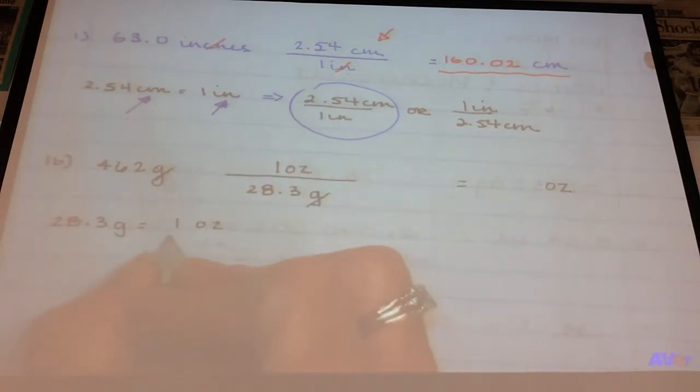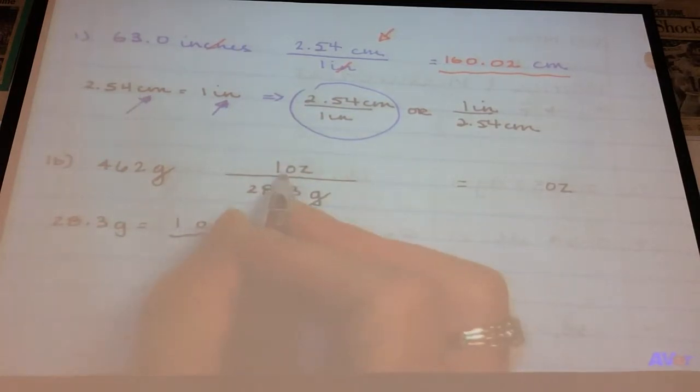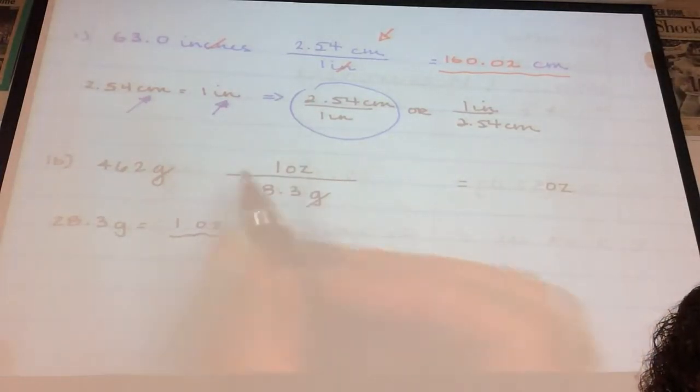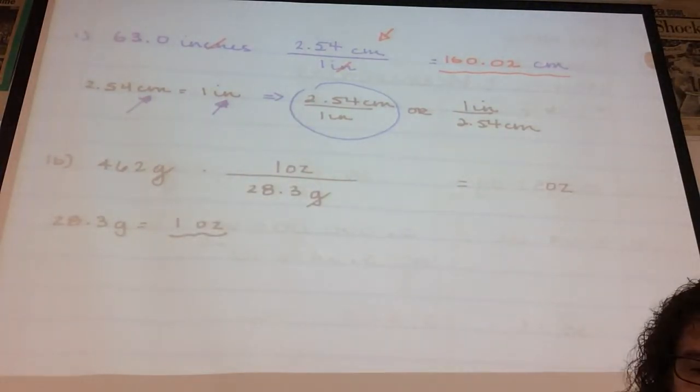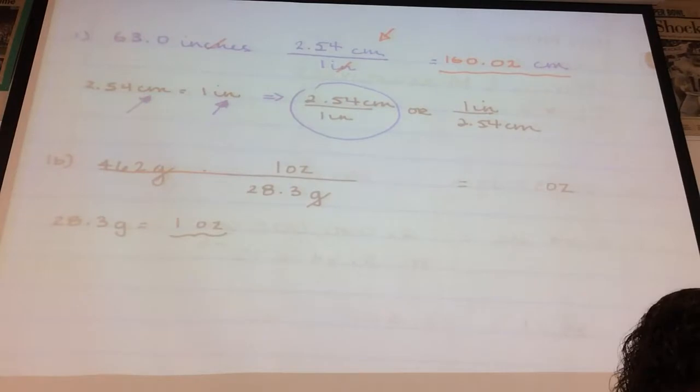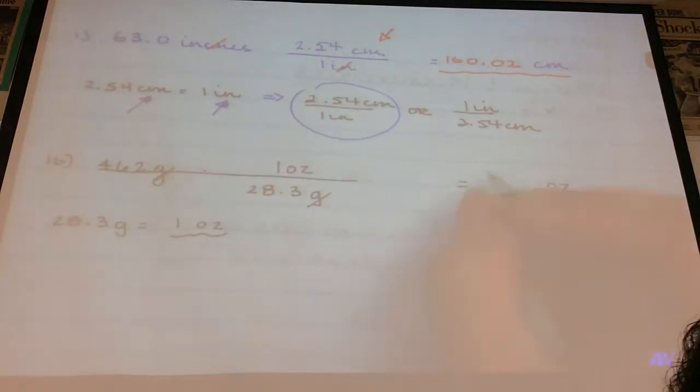Now, never divorce a quantity. If the 1 is with the ounce, it stays with the ounce. We don't divorce quantities. It's too expensive. Now, this is like one giant fraction. So we're going to divide 462 divided by 28.3. And that's going to be 16.3 ounces.